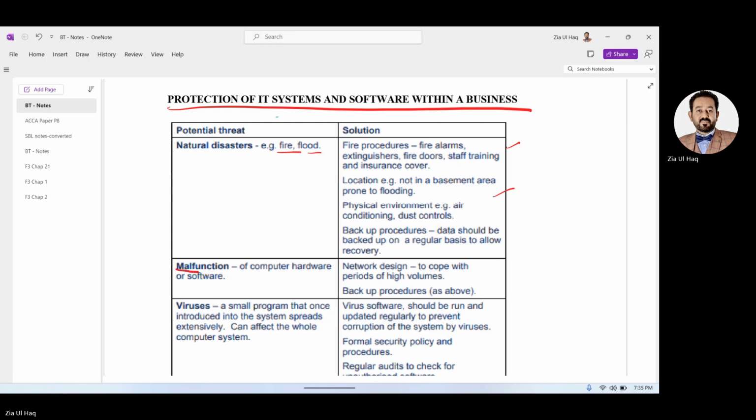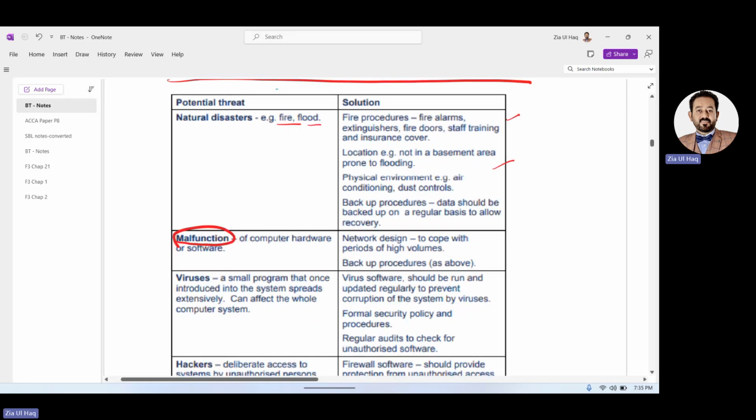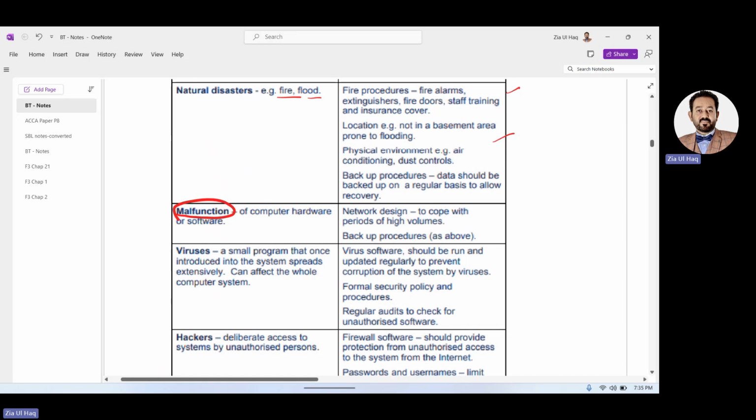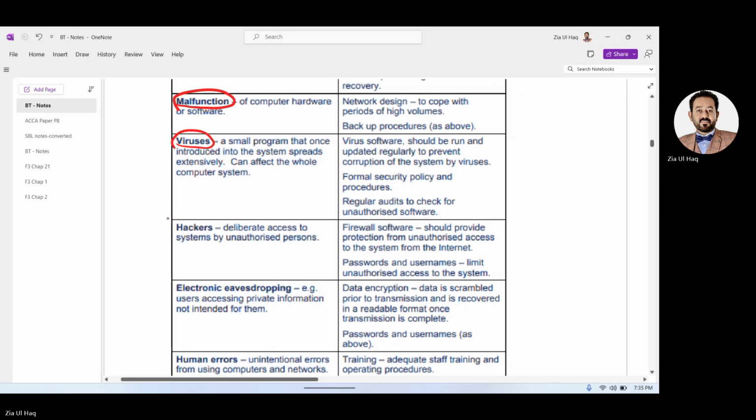Malfunction means there could be misuse of hardware and software. For that, you need high security. To avoid viruses, you need to install antivirus into the system.